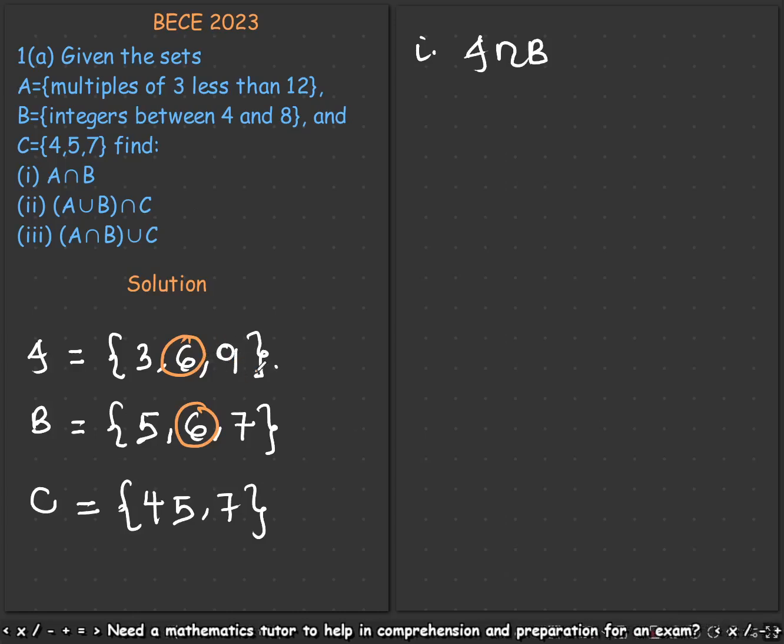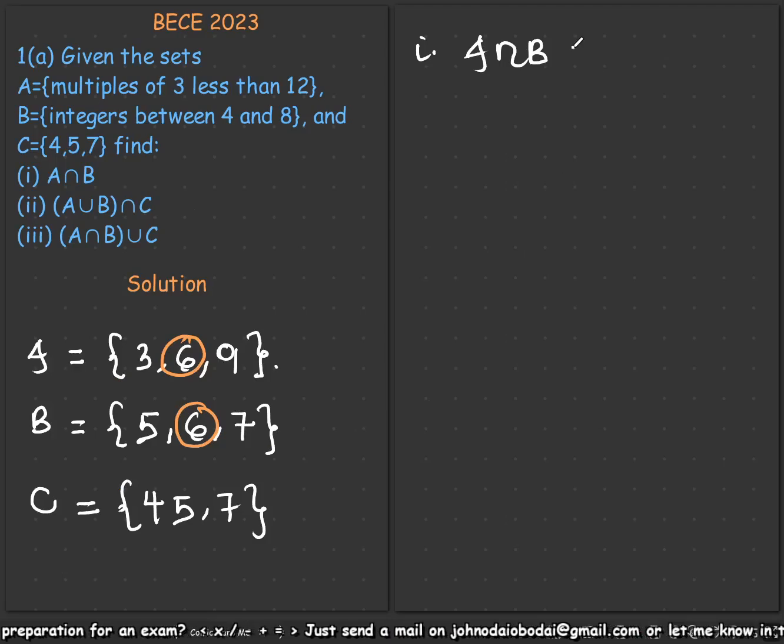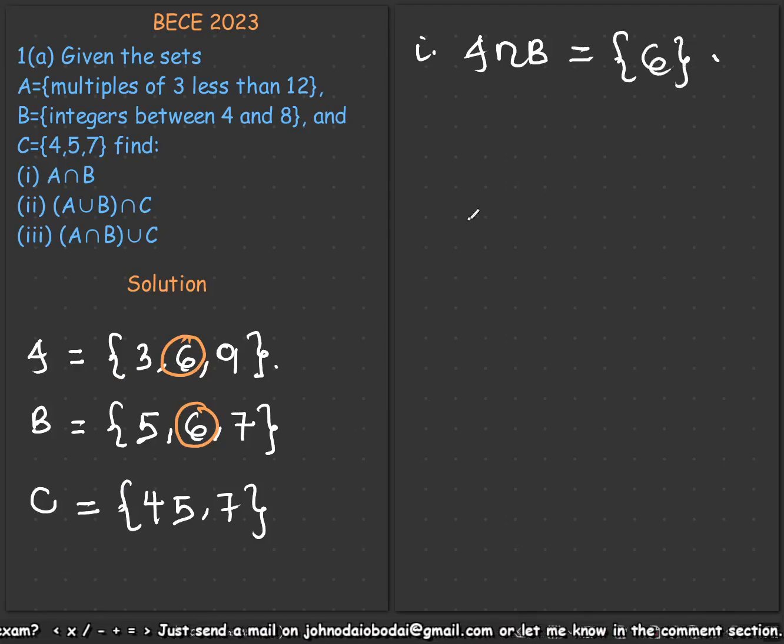9 is in A, but not in B. The same applies to 5, in B but not in A, and 7 is also in B but not in A. So our A intersection B is just this circled one over here, which is 6. So 6 alone is the element in A and also in B. That is all for the first part.